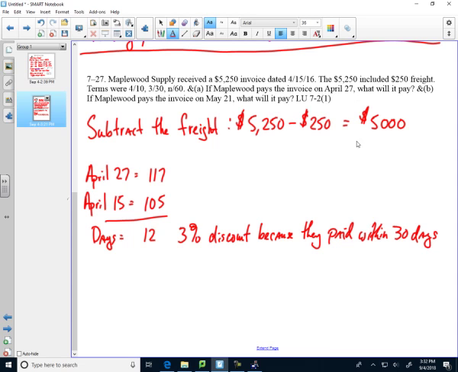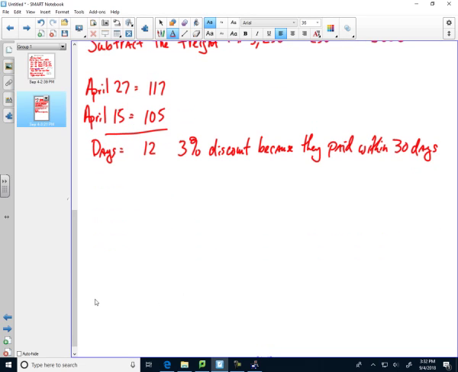So now let's do this 3% discount. Turn 3% into a decimal and find the complement. The complement's going to be 1 minus 0.03, leaving us with what? 0.97.